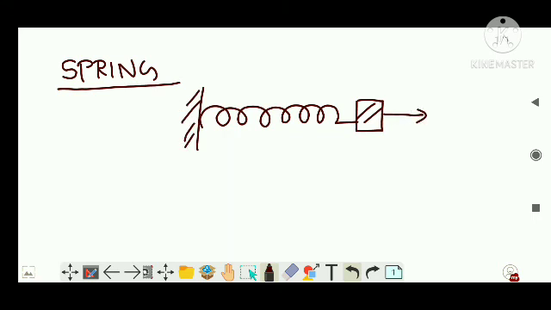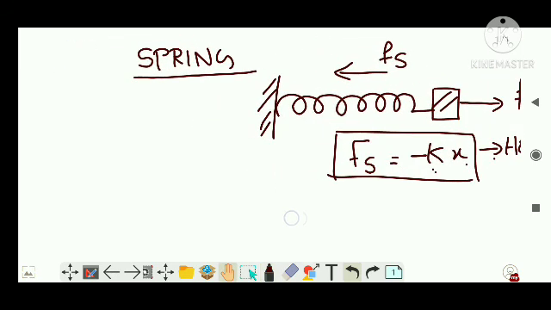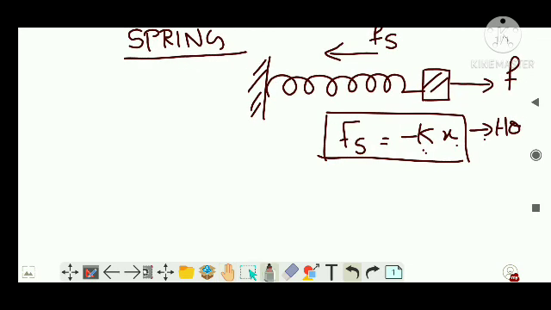When you pull it, usually you apply a force, so the spring will have its own force which is against the applied force, which is known as spring force, and you learn that spring force is equal to minus kx, where spring constant is k and x is the displacement. Remember, this is also called Hooke's law.